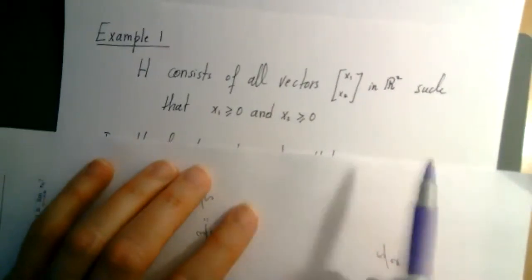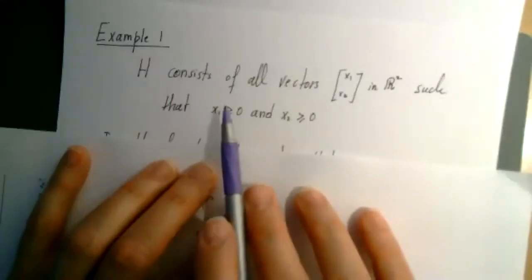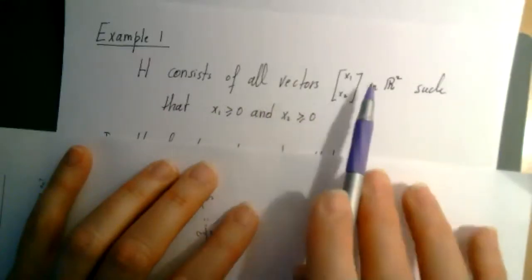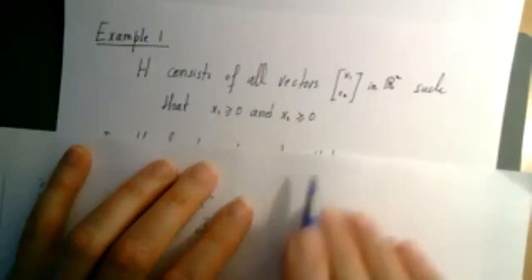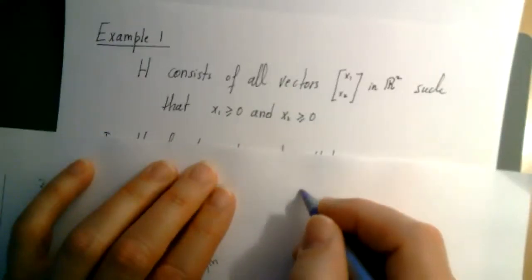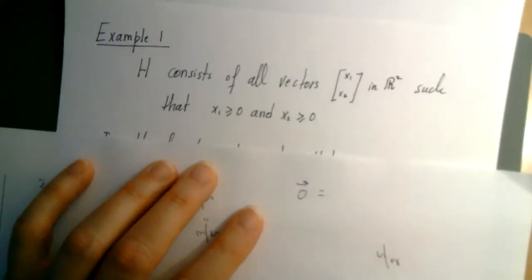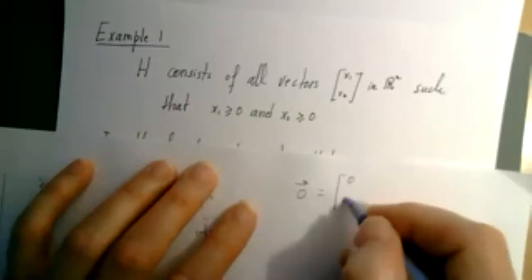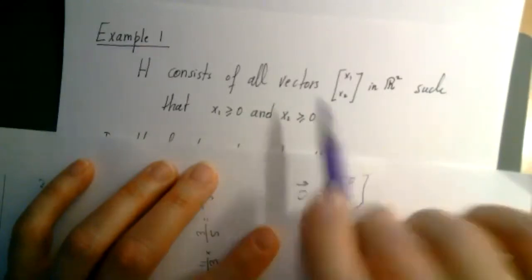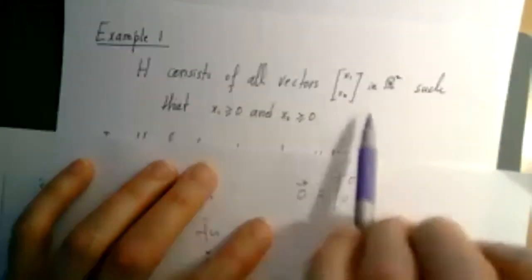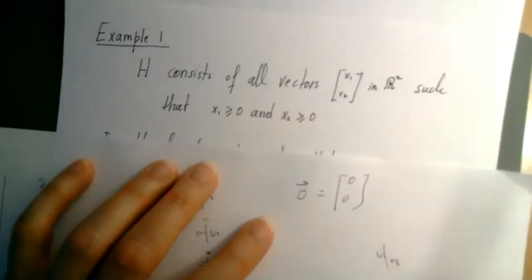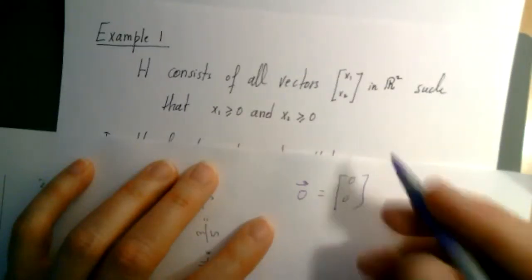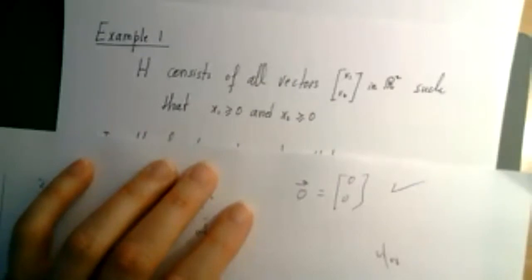All right, let's start with the first one. Is the 0 vector in H? Yes or no? So the 0 vector is 0, 0. Is this one of those vectors? Does it satisfy the condition x1, x2 positive? Yes. Of course. So 0 is in H.